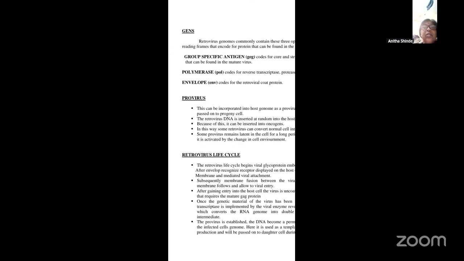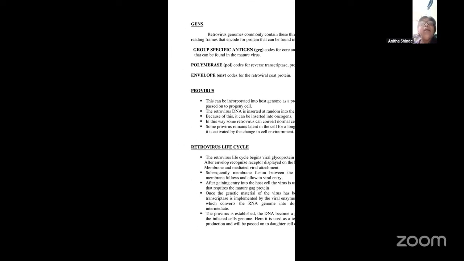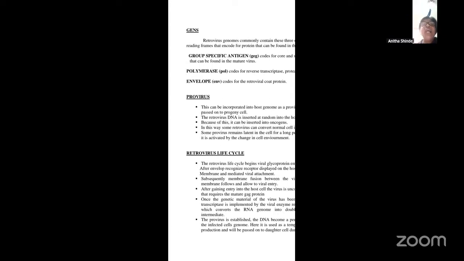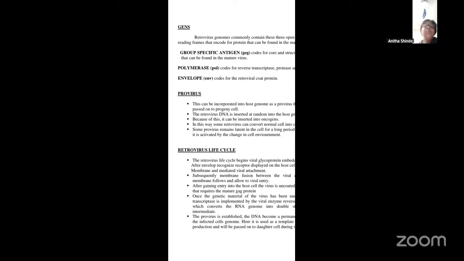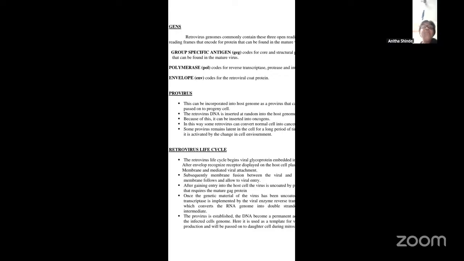Now, next is the genes. The retrovirus genome commonly contains three open reading frames, which are called the genes. They are the group-specific antigen, polymerase, and the envelope. The group-specific antigen codes for core and structural proteins. Polymerase codes for reverse transcriptase, as well as the protease and integrase, and the envelope codes for the retroviral envelope protein.